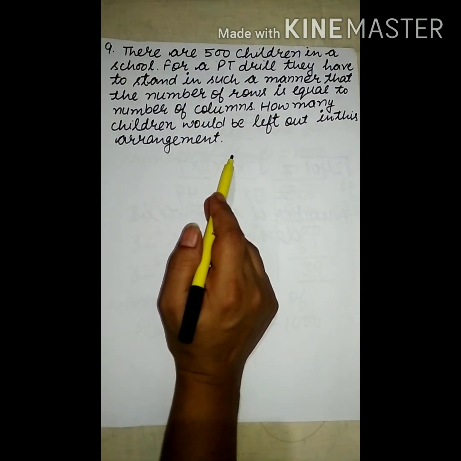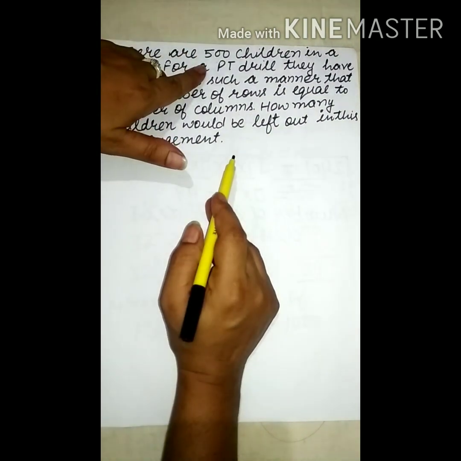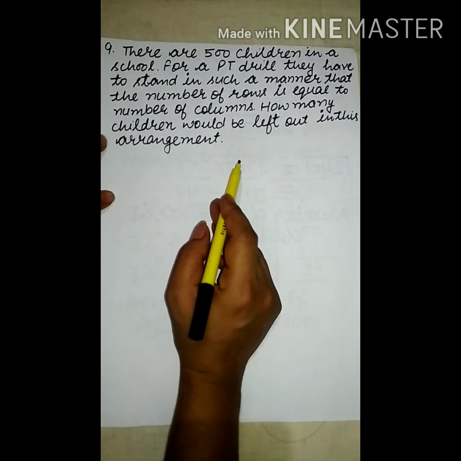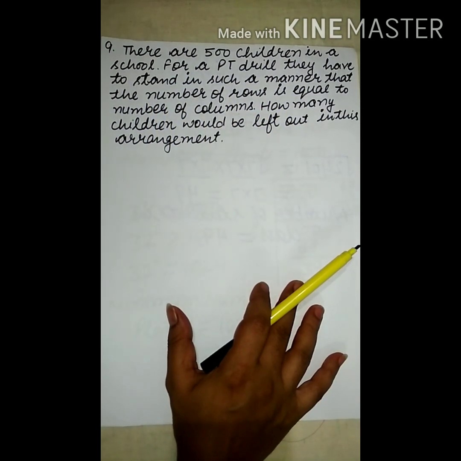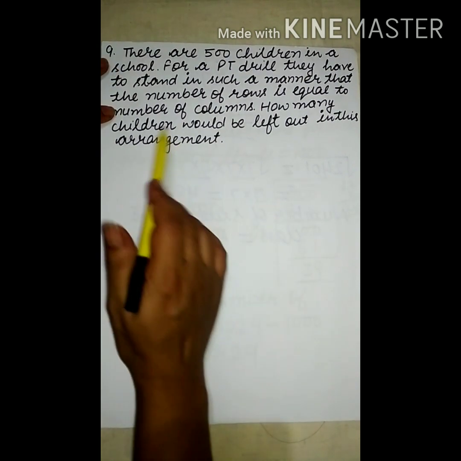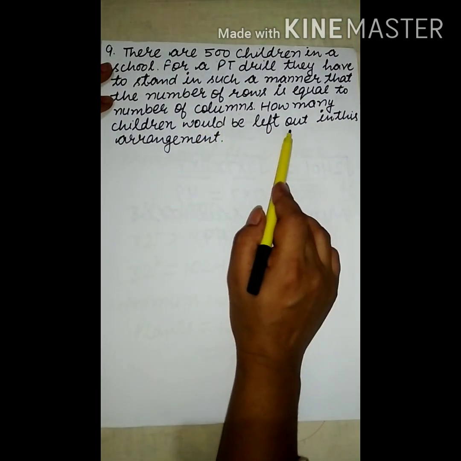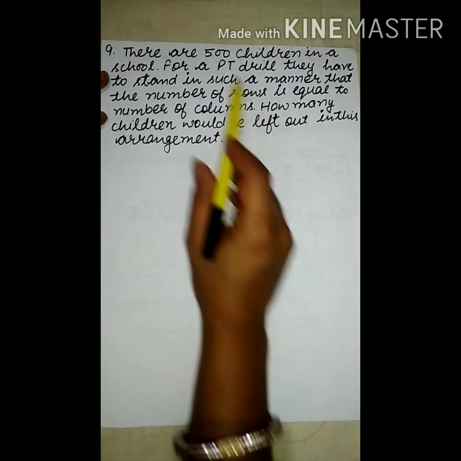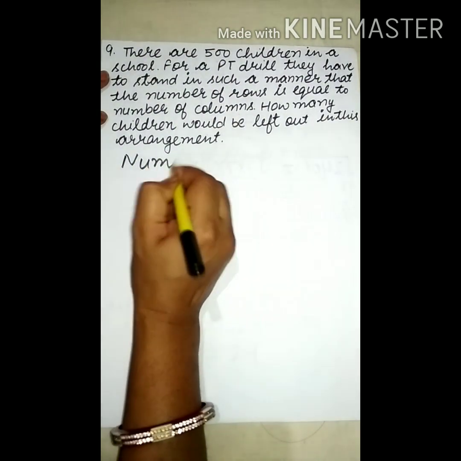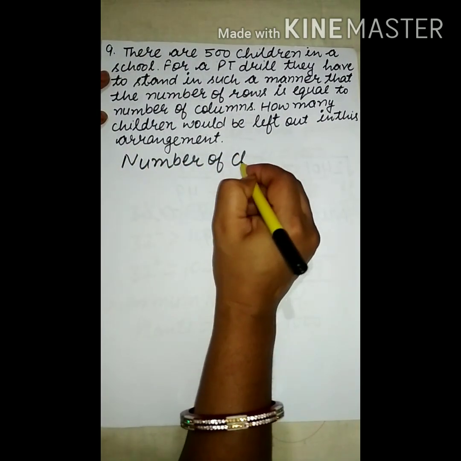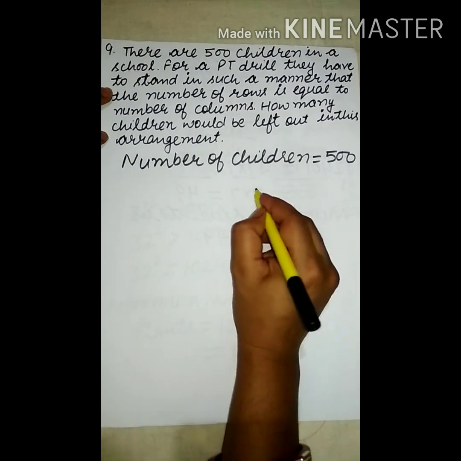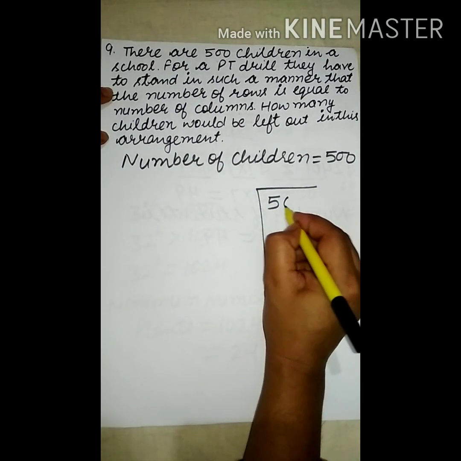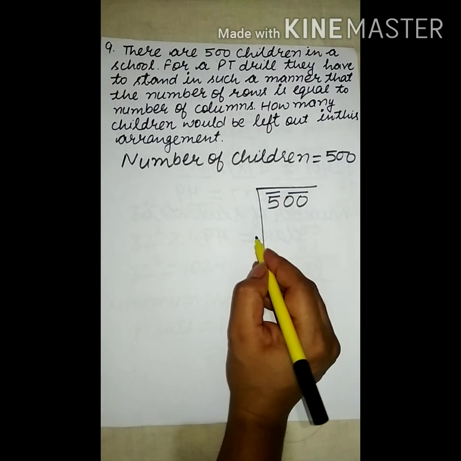We are to find out the number which must be subtracted from 500 so as to make it a perfect square. Basically, when this type of questions are there, the number of rows which is equal to the number of columns are actually the perfect squares. So, as we want to find out the children who would be left out, it means we are to subtract. So here the number of children is equal to 500. I have to find out the number which should be subtracted. So again do the same as we did in the previous questions.